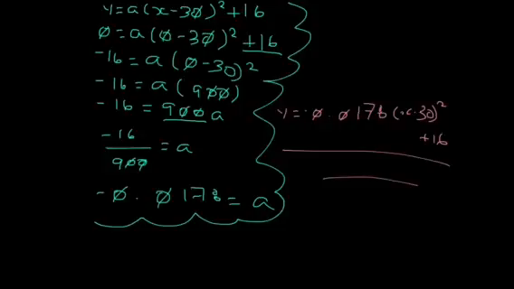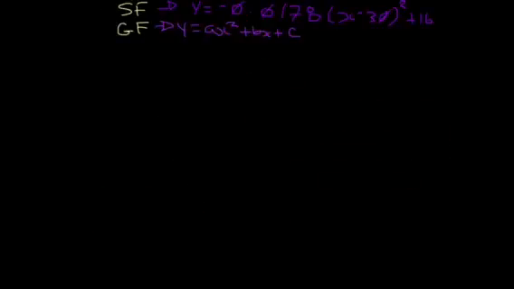So now that we have that part done, now we have to list the vertex, the direction of the opening, axis of symmetry, x-intercepts, y-intercept, the domain and range, and then I also have to put this into general form. For this segment of the video, I will be going from standard form, which I labeled SF, to general form.